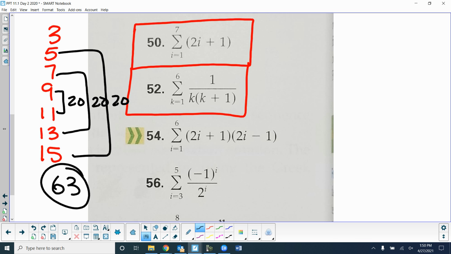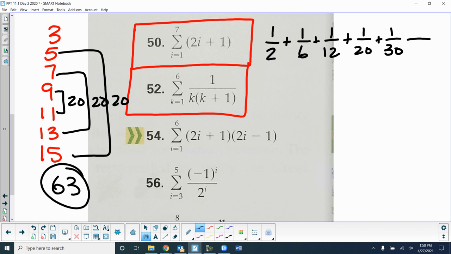All right? What's 1 times 1 plus 1? 2, right? What's 2 times 2 plus 1? 6. 3 times 3 plus 1? 12. 4 times 4 plus 1? 5 times 5 plus 1? 6 times 6 plus 1? 42. What did that come out to? 6 sevenths. Very good.